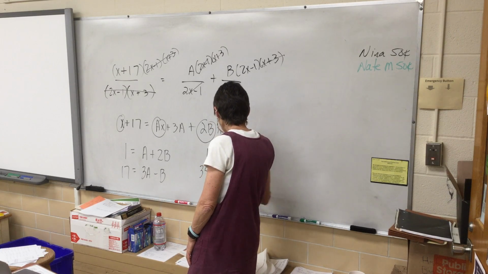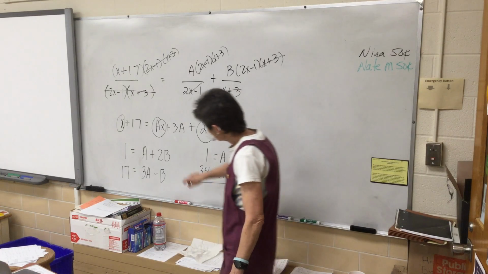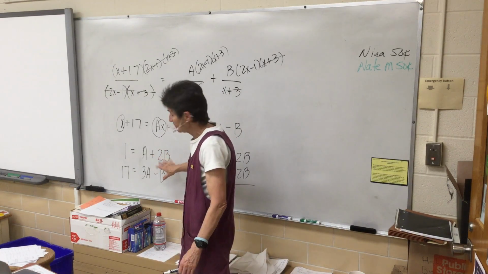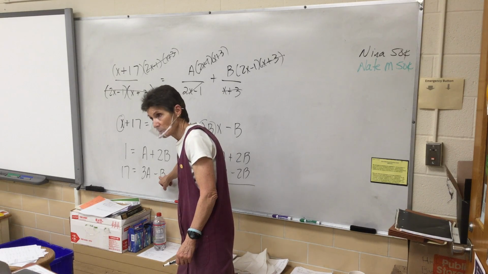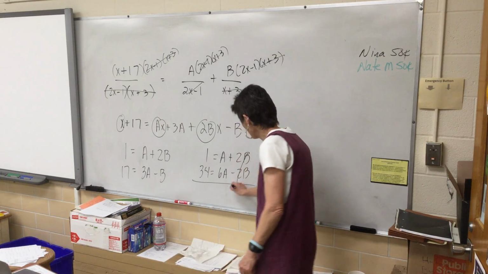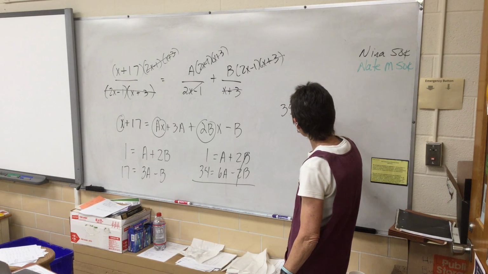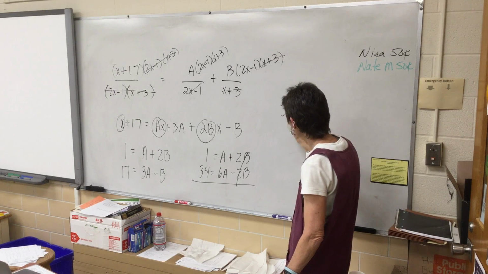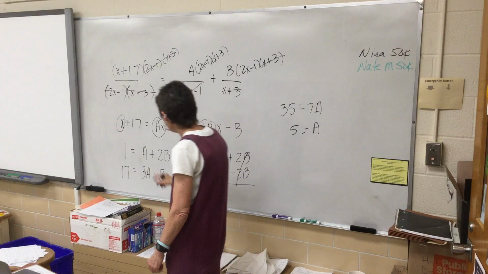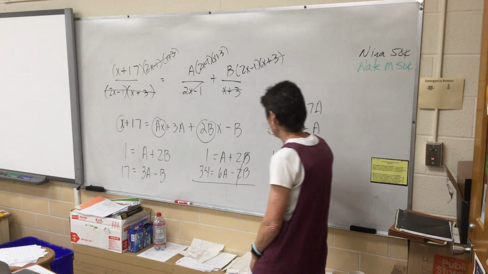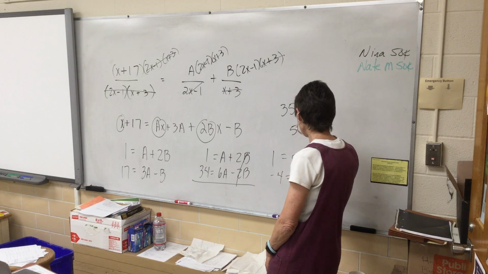I'm multiplying the bottom one by 2. Remember, these have to be the same. If you're going to eliminate, these have to be the same, and one has to be positive and one has to be negative, or else they won't cancel. So they do. So I have 35 equals 7a, so it looks like a equals 5. And if a equals 5, it looks like b has to be negative 2.